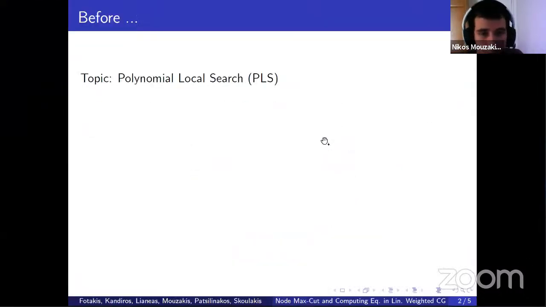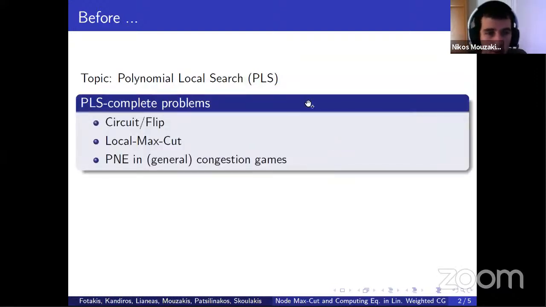Okay, so this paper is about PLS, polynomial local search, which is a class that captures local search problems. It's a very well-studied class that contains many problems, such as circuit flip, where we have a circuit and we want to find the locally minimizing output under the flip heuristic. There is also local max cut, which is PLS-complete, where we seek a locally optimal cut under the flip heuristic, where no vertex can flip its side of the cut and improve the value of the cut, as well as the computation of pure equilibria in congestion games.